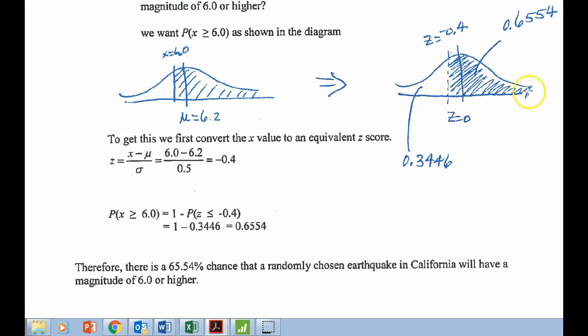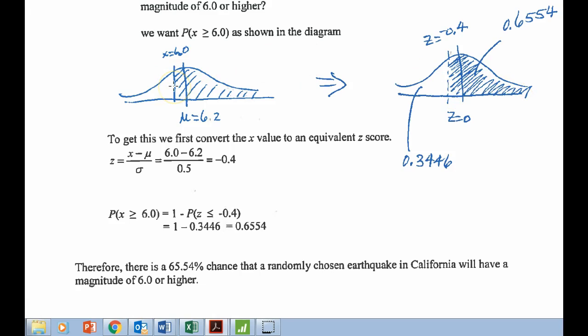All right, if I know the total area is equal to 1, and I know the area to the left of this z-score of negative 0.4 is 0.3446, how do I do that mathematically? Well, 1 minus the area to the left will give me the area to the right. And that means 0.6554 is the area under the curve to the right of a z-score of negative 0.4.